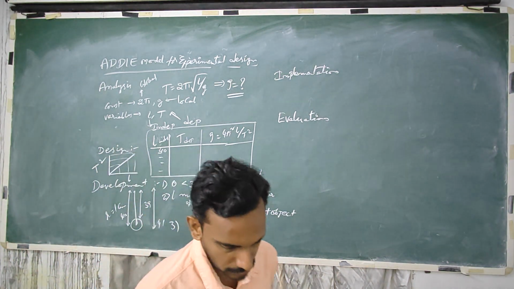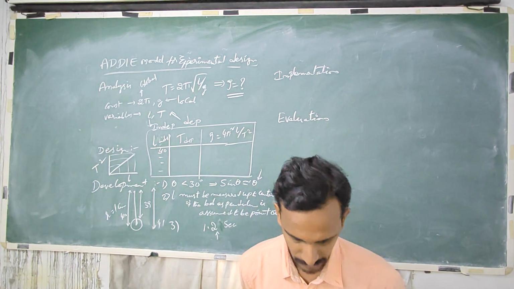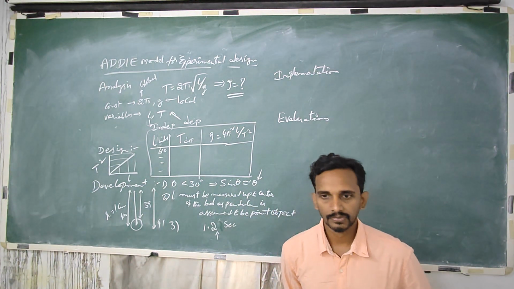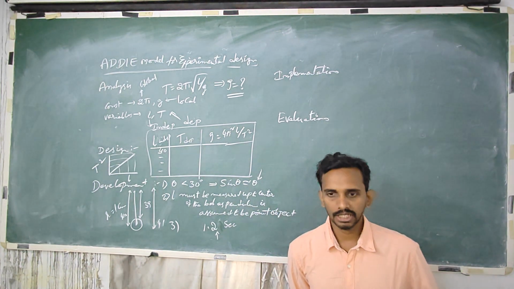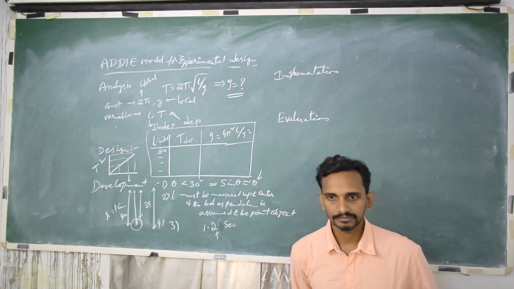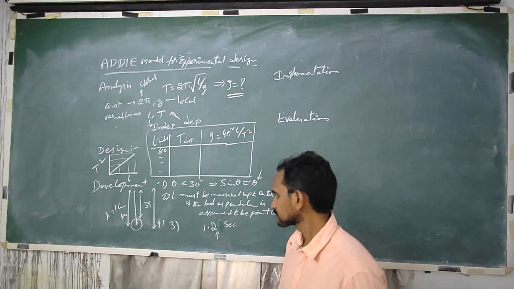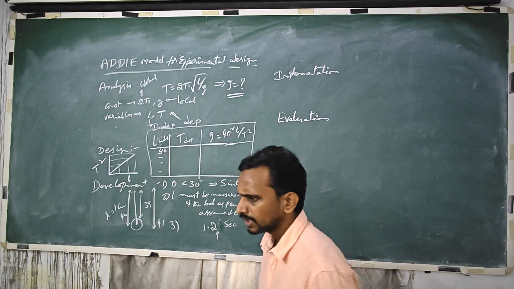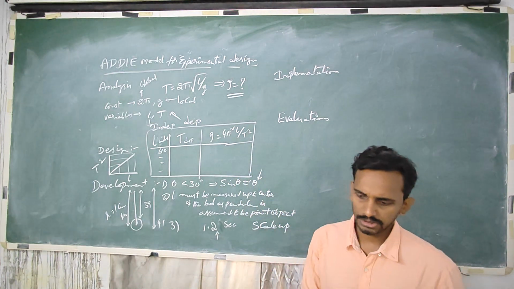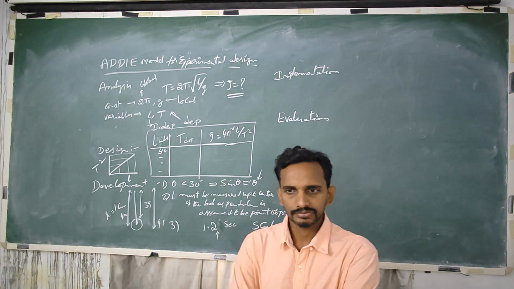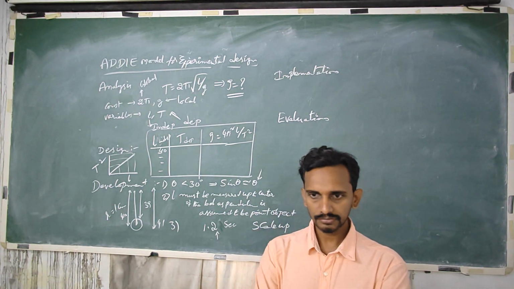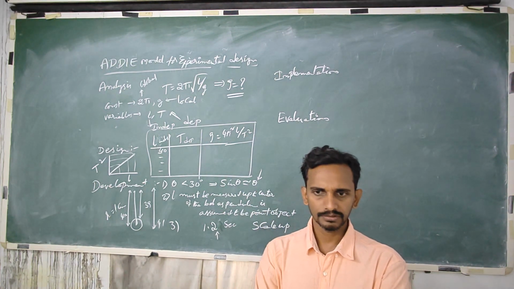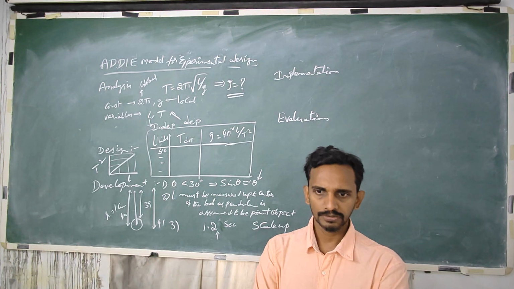So when you cannot control with the accuracy, you try to scale up the experiment. Try to count time for 10 oscillations. What would it be? It will be 12 seconds.